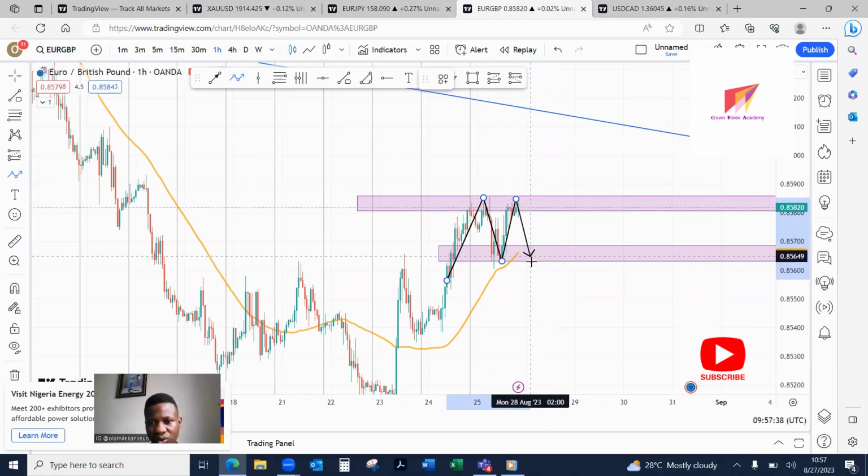So what I'll be watching out for is for this market to clear all this liquidity around here before I enter my trade. Once all this liquidity is cleared, the next thing I'll be watching out for is my candlestick confirmation, my possible buy and possible sell candlestick. So in this case, I'll be watching out for my possible sell.